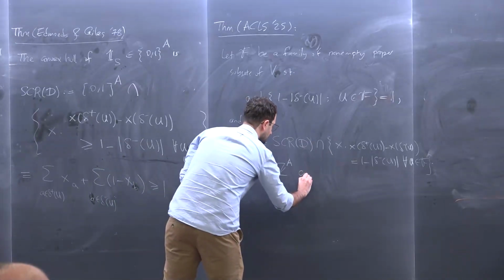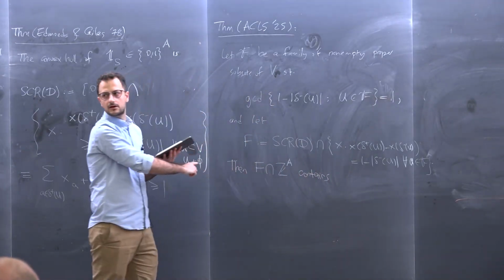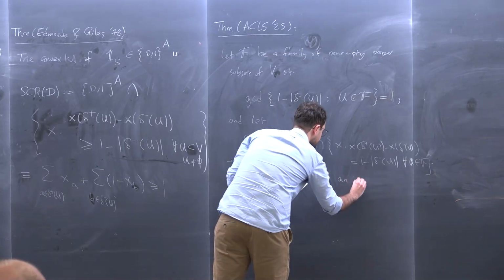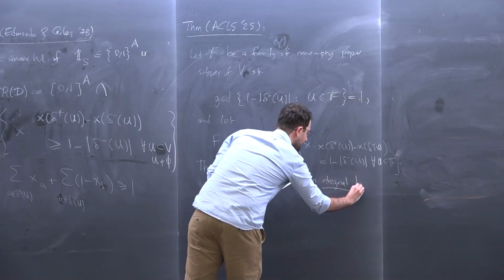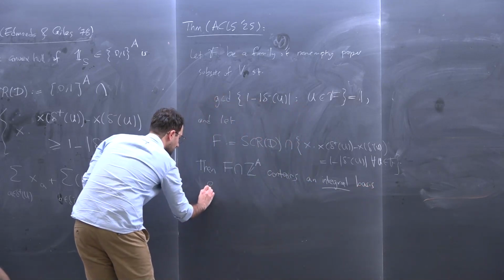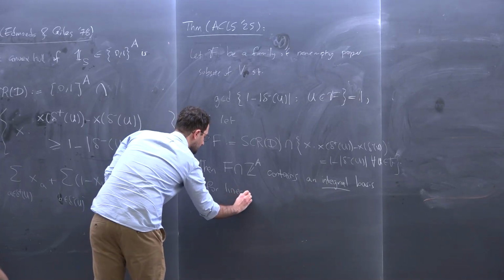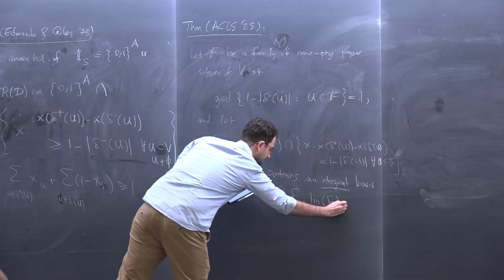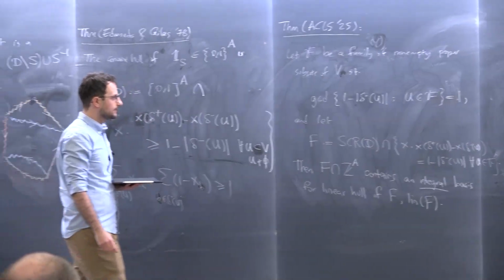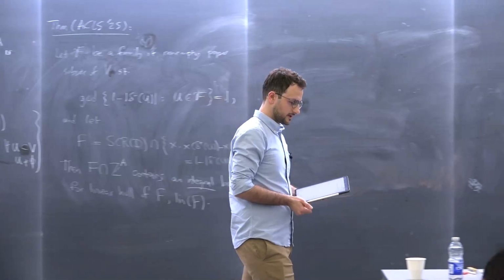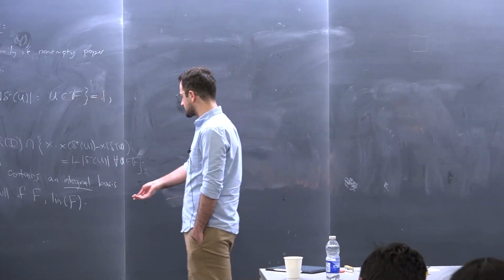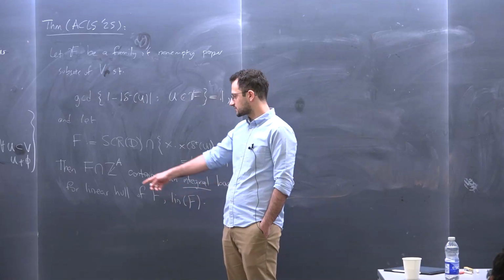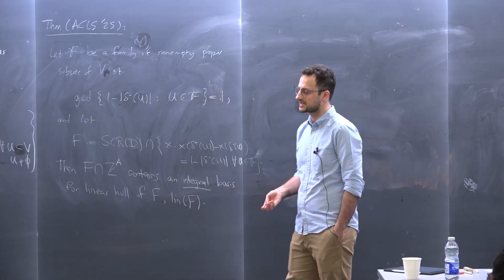This thing contains, is this too low for you guys? Yeah, it's good? Okay. So then this contains an integral basis for the linear hull of F, which I'll refer to as lin of F. So what do I mean by an integral basis? It's just a basis so that whenever you have an integral vector in the linear hull, you look at the unique description by the basis, the coefficients are all integral. So that's what this is saying.